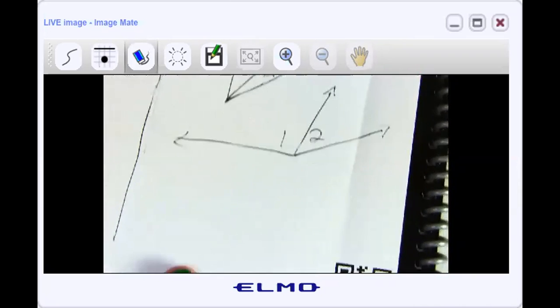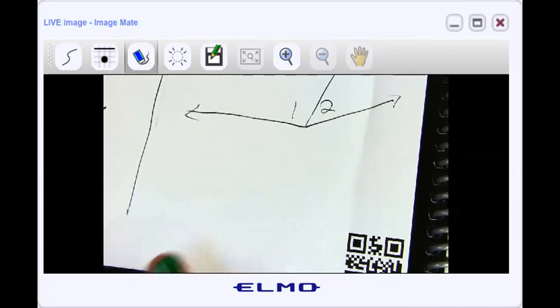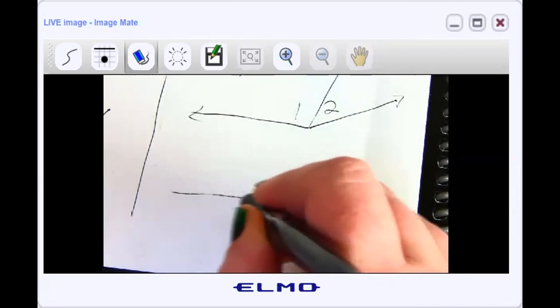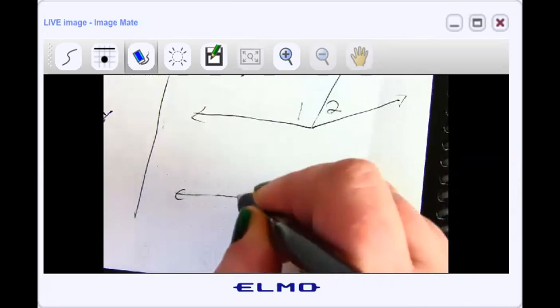And then the last sort of really tricky one like this. Check this out.